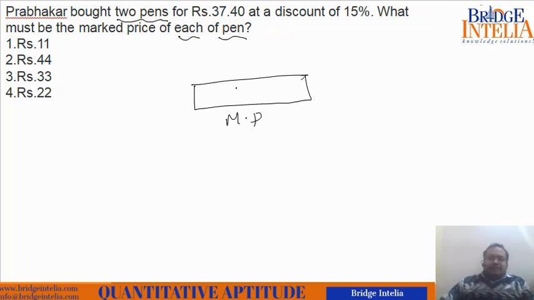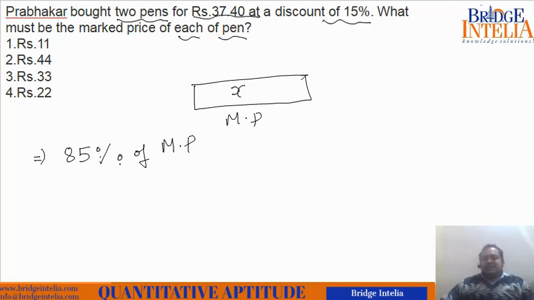We don't know what the marked price was, but we know that a discount of 15% was given. So if a discount of 15% is given, it means the customer paid only 85% of the marked price, because 15% was given as discount. So Prabhakar had to pay this much: 85% of marked price comes out to be equal to 37.40.